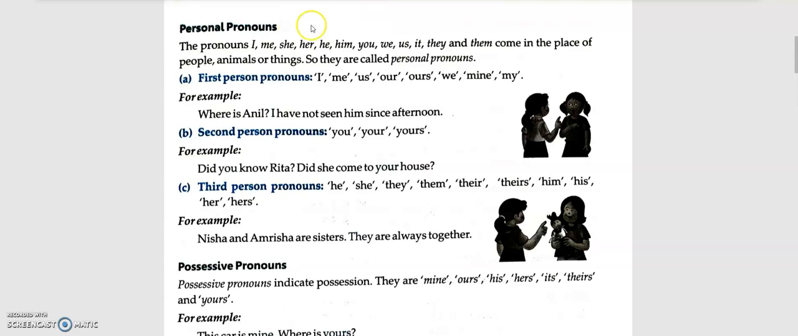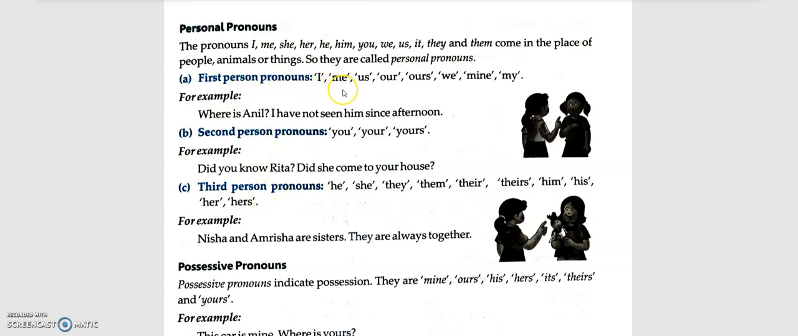For example, the pronouns I, me, she, her, he, him, you, we, us, it, they and them come in the place of people, animals or things. So they are called personal pronouns. So when we want to replace a person's name, an animal's name or a thing's name, we use these pronouns. Now we have 3 different types of personal pronouns. We have first person, second person and third person.